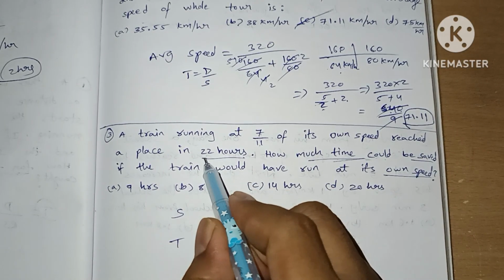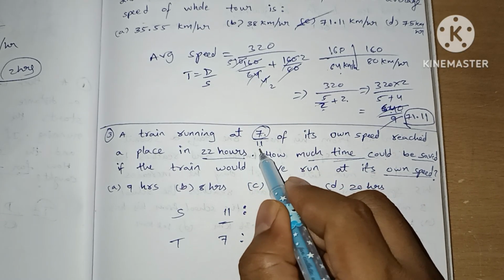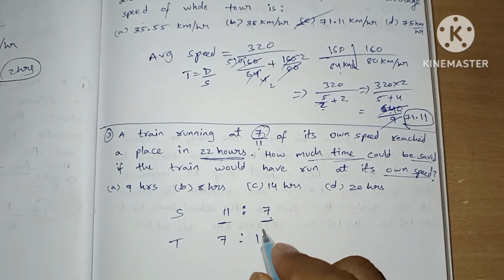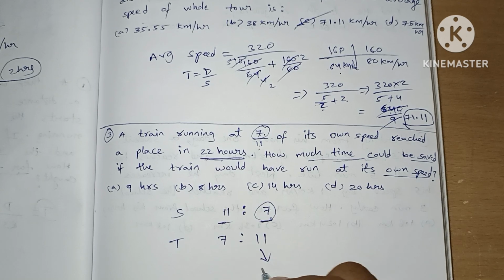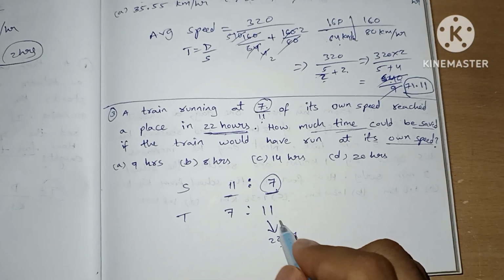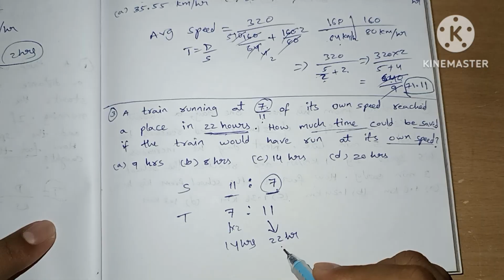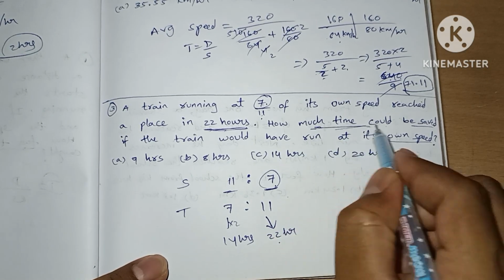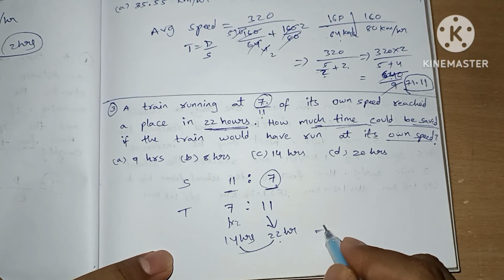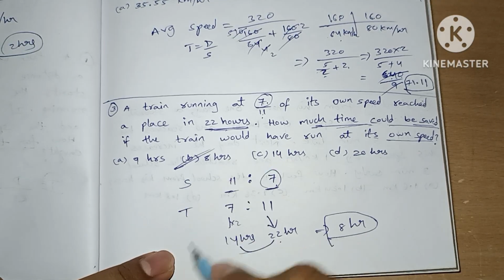It is said that due to 7 parts of speed out of 11 parts, the time taken is 22 hours. So due to 7 parts, it takes 22 hours. So 11 parts becomes 22, meaning into 2 times. So this must be into 2 times, which will be 14 hours. The question asked is how much time could be saved. So we are asking about the difference between these two times, which is 8 hours. Option B is our answer.